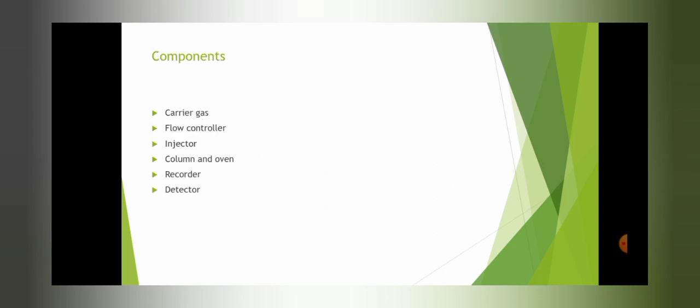So GC has its components, and these are the carrier gas. For the carrier gas, helium is the common carrier gas used in the GC. It is used because of its excellent thermal conductivity. It is thermally stable and inert in nature. It has a lower density, but it has the disadvantage of being very expensive.